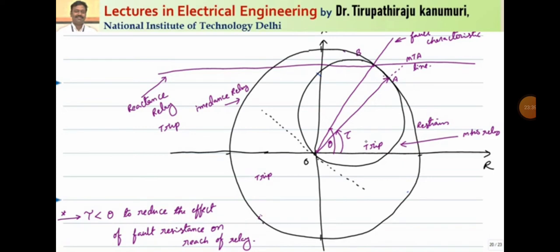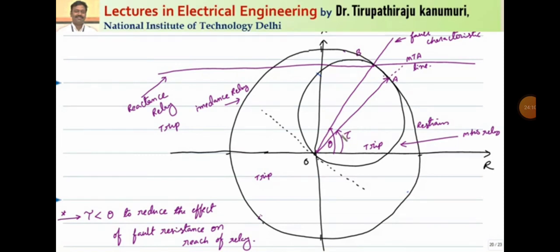For the medium transmission line, we go for the impedance relay, because it is affected by power swings but less affected compared to the reactance relay. The only disadvantage of the impedance relay is the effect of the arc resistance. By adjusting the value of tau, we can compensate for it to some extent, though the effect of arc resistance will still be there. That's why this is generally used for medium transmission lines where the impedance is moderate, and by adjusting the angle tau, we can compensate for the arc resistance.